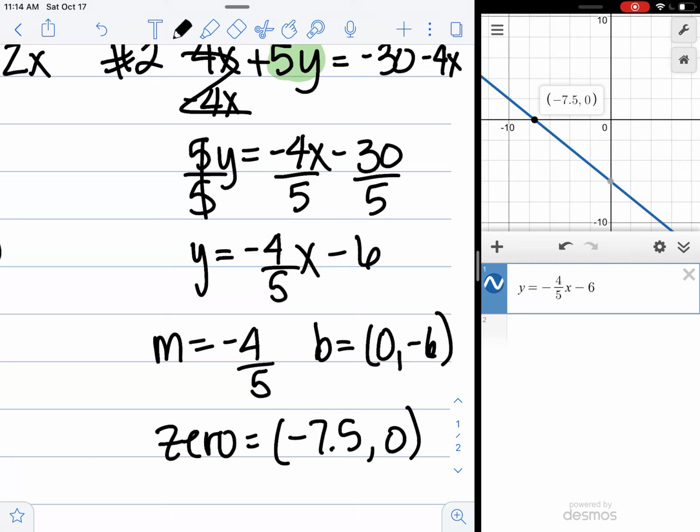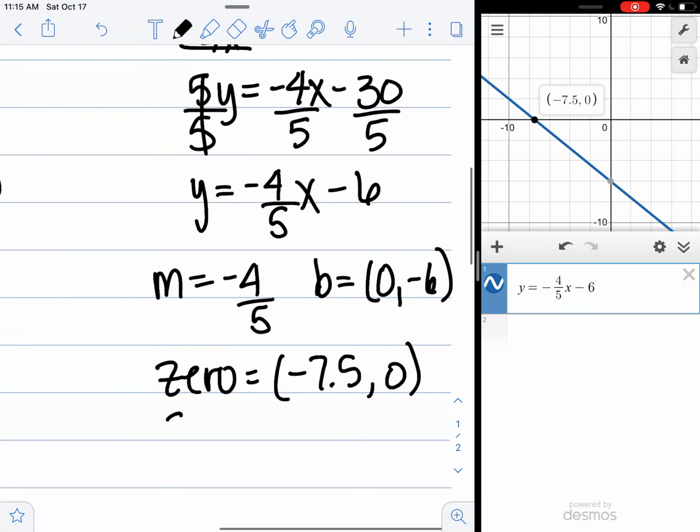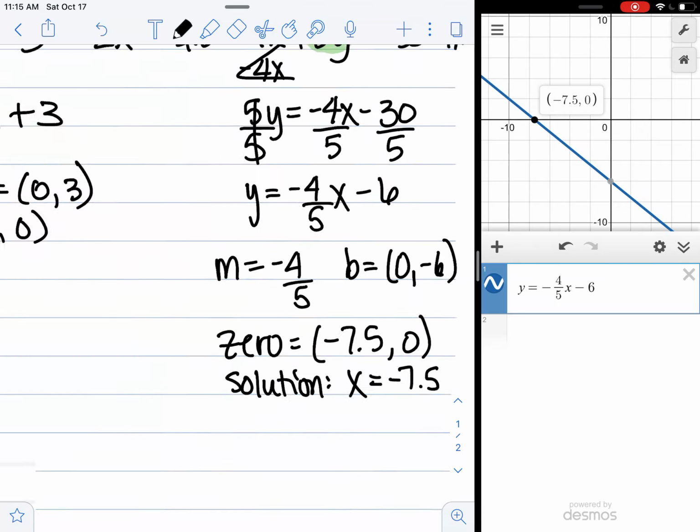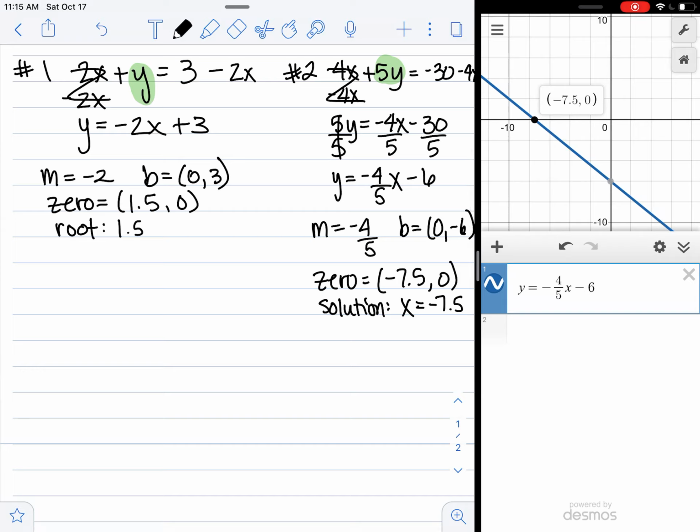So now think about it for a second. What would be another way we could write that? So you might be able to write this, okay, as a solution. So if you're writing it as a solution, you're going to see the word solution, and then we're going to write it as x equals whatever our x value was, so negative 7.5. So that's another way that you might see it written. Okay, let's do another one.